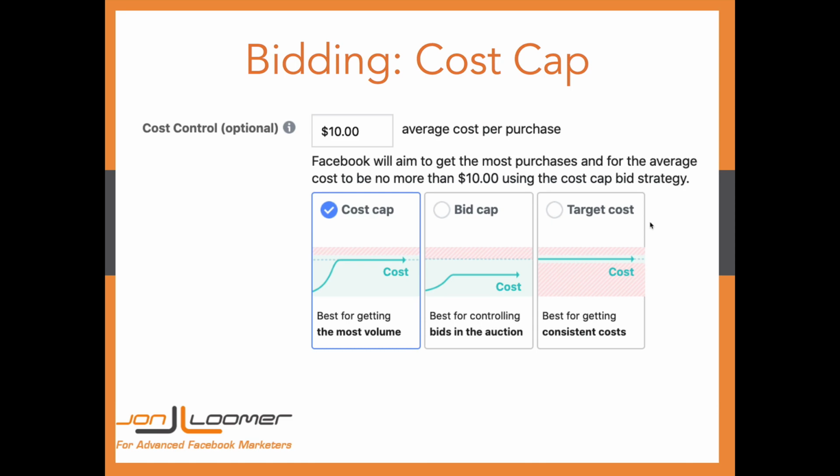If you do use cost cap, like I said, Facebook's going to try to get you the most volume. So if you set a $10 cost control with cost cap, Facebook will aim to get the most purchases and for the average cost to be no more than $10. Okay, so keep that in mind. It's an average cost, no more than $10 is going to be their goal if you set that.